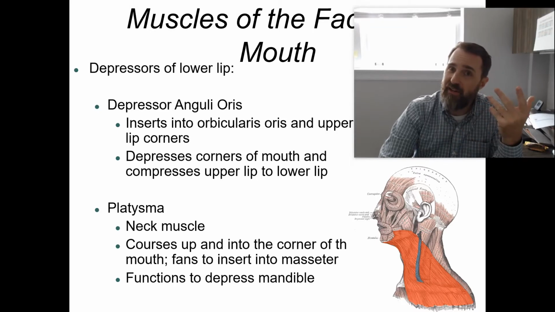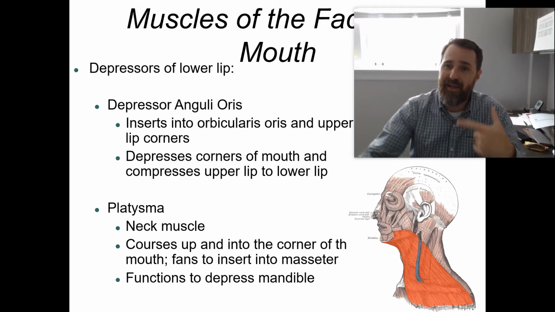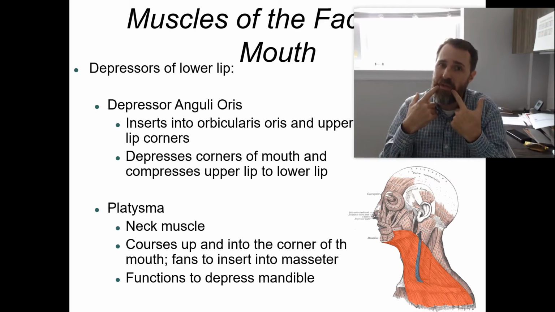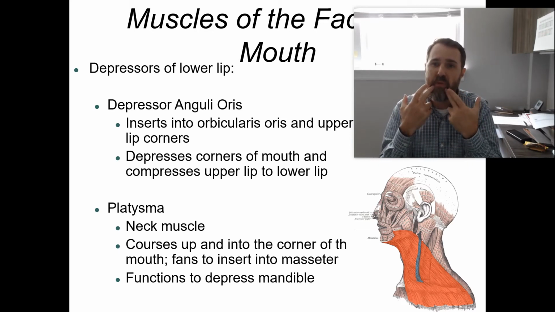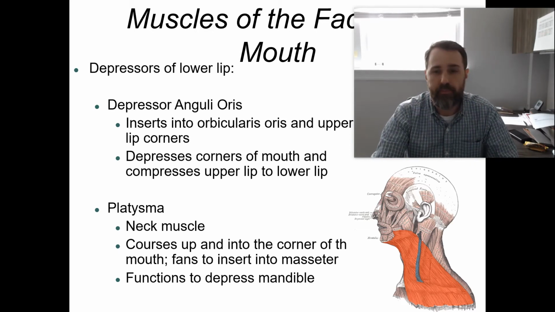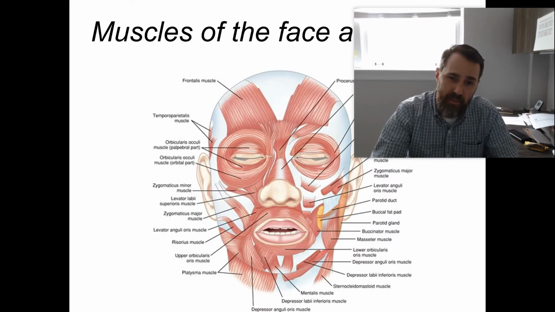And we had the levator anguli oris, which is the muscle that raises the corner of the mouth. You also have the depressor anguli oris, and this is the muscle that depresses the corner of the mouth. So looking at this image right here, you can see the depressor anguli oris, and there's one over here too. And you see how that would directly oppose the levator anguli oris muscles.